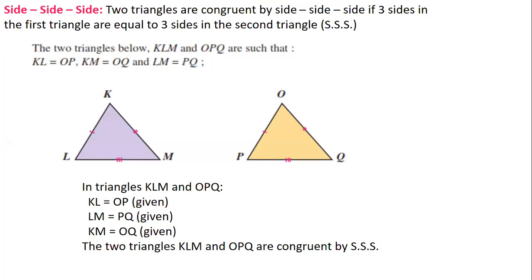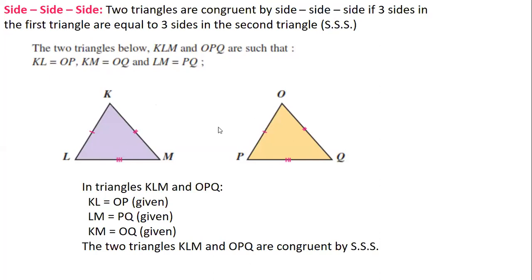Okay, I want Adnan to read because Adnan wasn't with us yesterday. Read the exercise, Adnan. The two triangles below, KLM and OPQ, are such that KL equal OP, KM equal OQ, and LM equal PQ. Thank you, Adnan. So we have two triangles.